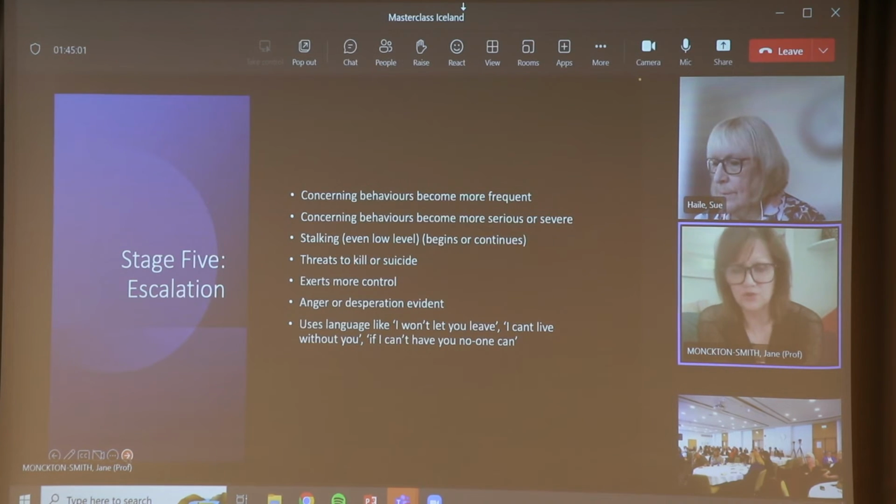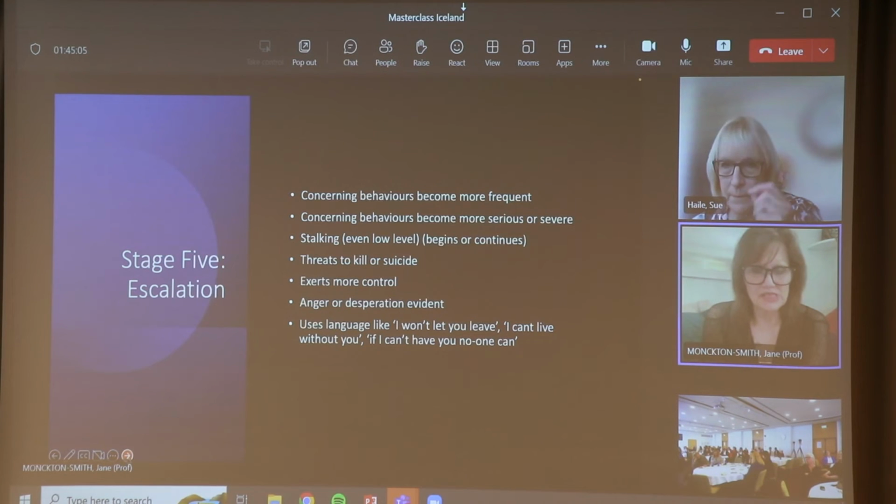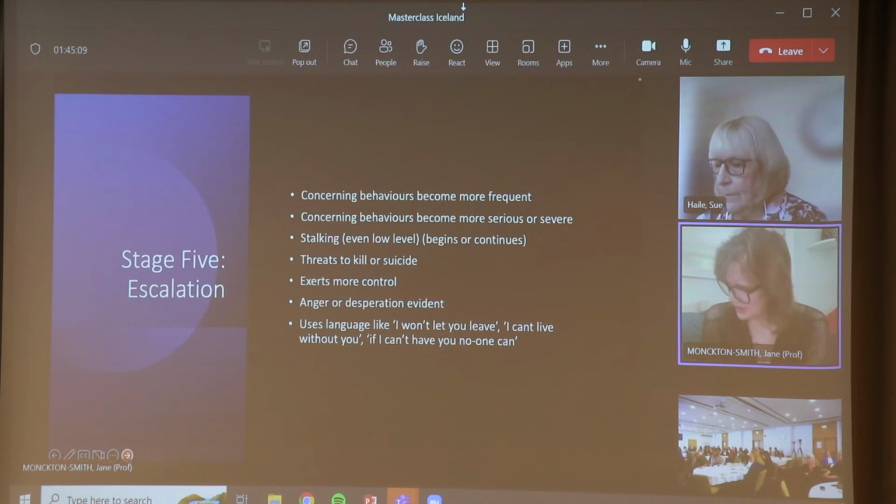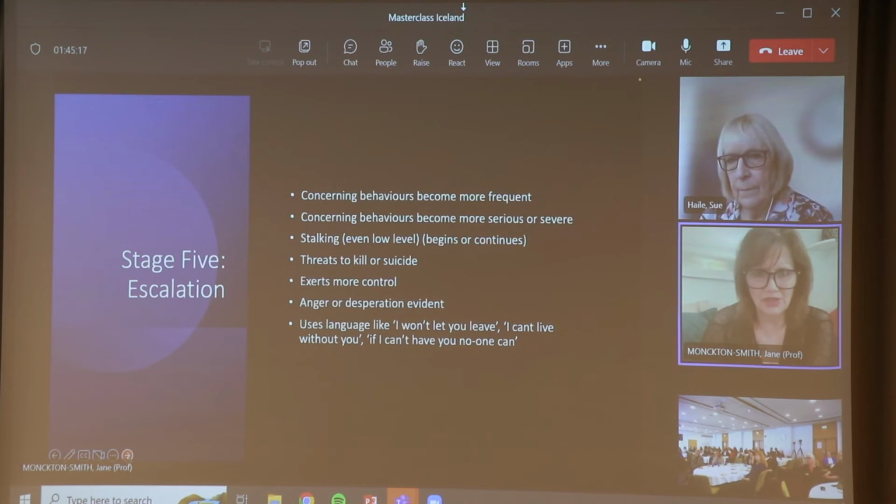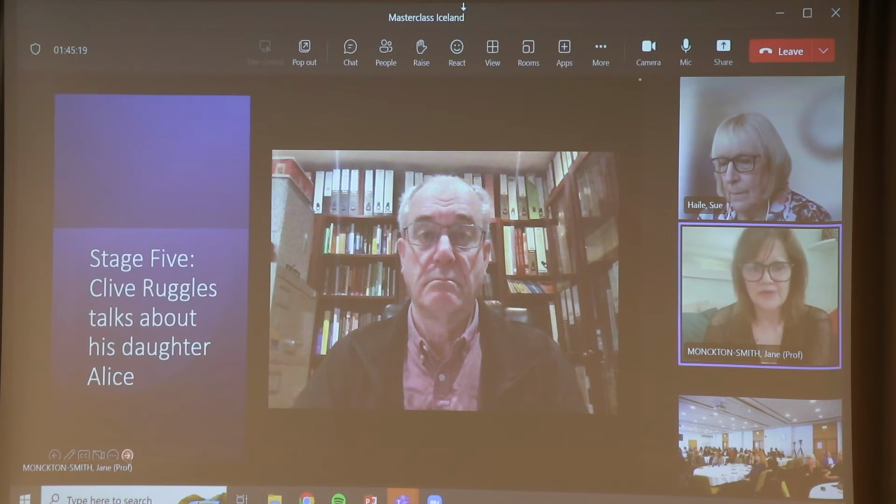Now, I'm going to talk about some things that can happen in stage 5, and I think Clive mentioned stalking, and stalking is really important in this stage. So let's just hear Clive talking about what happened after the separation.